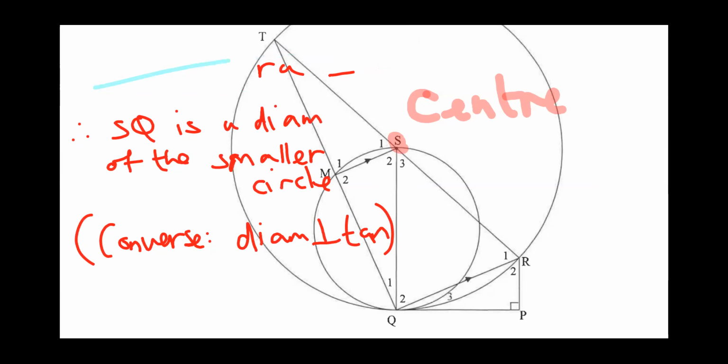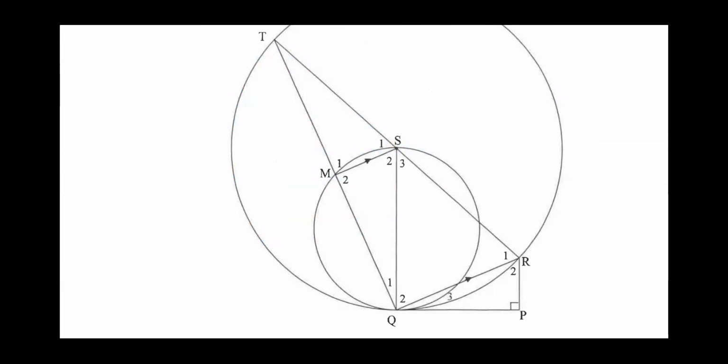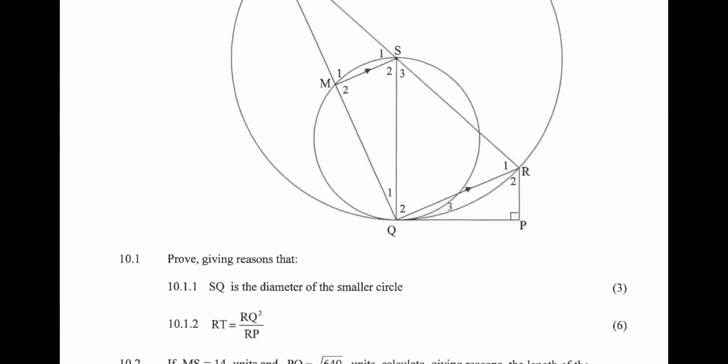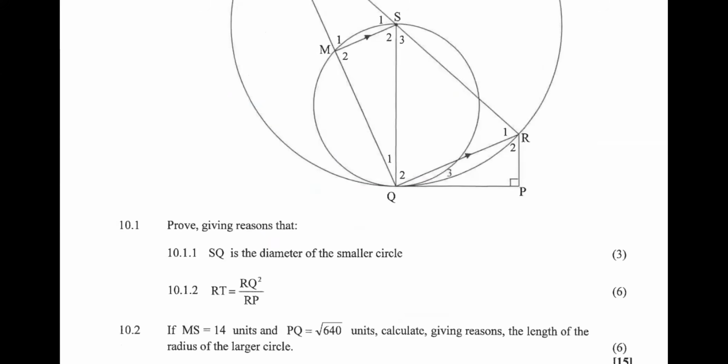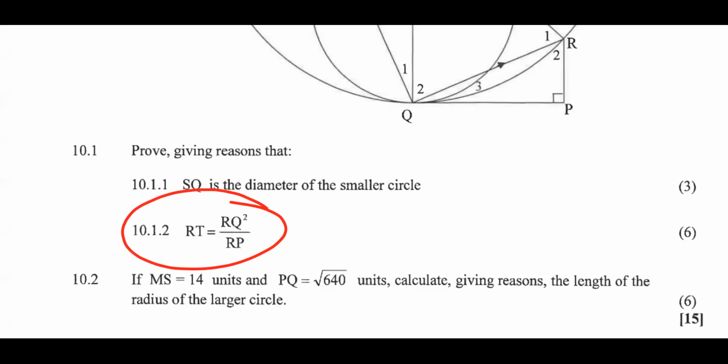Okay. Let's just answer our last question for today. RT is equal to RQ squared divided by RP. Okay, this is maybe not going to be such an easy question, but if I cross multiply this expression, I'm going to get something like RT times RP is equal to RQ squared.